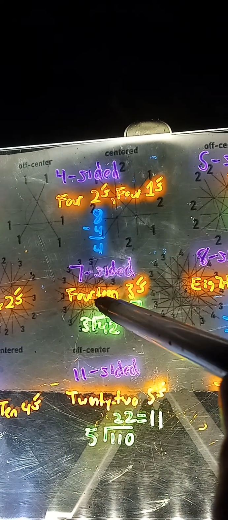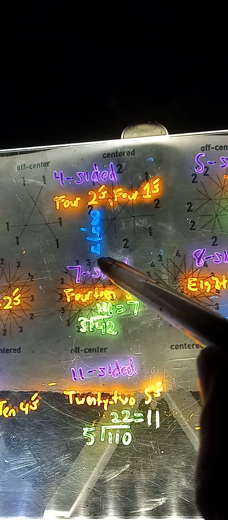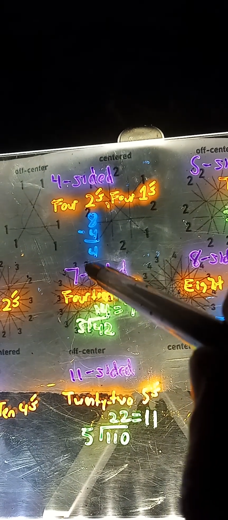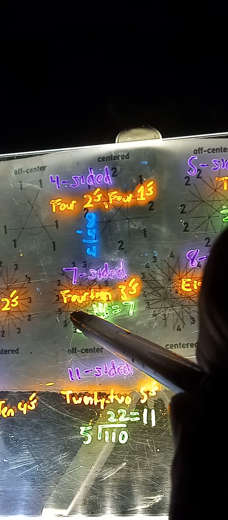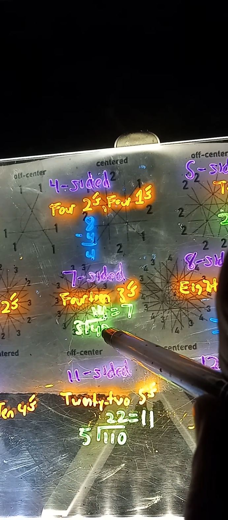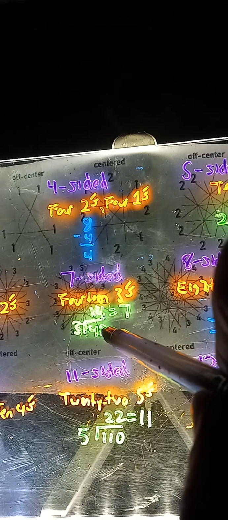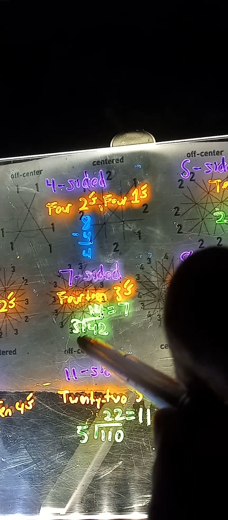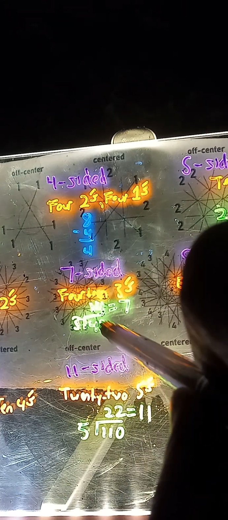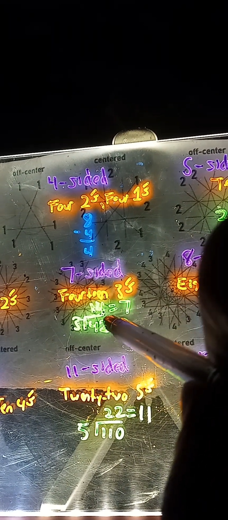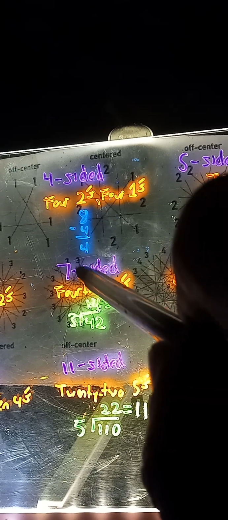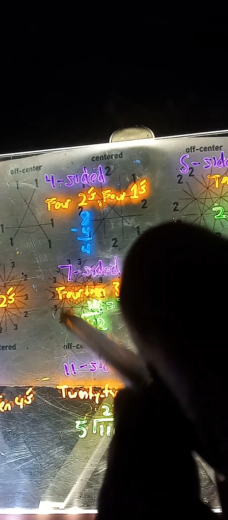7-sided or 7 lines. There's 14 threes. Oh, you can't see it too well, but there's 14 threes. Pairs of threes, or groups of threes. And so that's 42. 14 times 3 is 42. You divide 3 into 42, you get 14. You divide that in half because you're counting both sides. You get 7. 7 lines going through this fractal point.